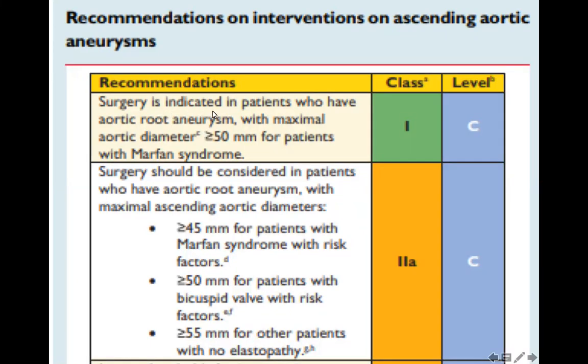Class 1: surgery is indicated in patients with aortic root aneurysm with a maximum diameter more than 50 millimeters for patients with Marfan. Class 2A: surgery should be considered in patients who have an aortic root aneurysm with maximum aortic diameter more than 45 millimeters in patients with Marfan with a risk factor, more than 50 in patients with bicuspid valve, and more than 55 in other patients with no other pathology.